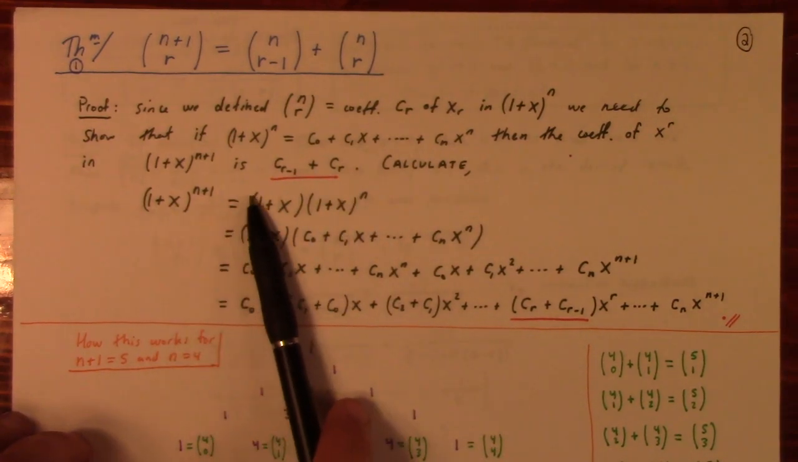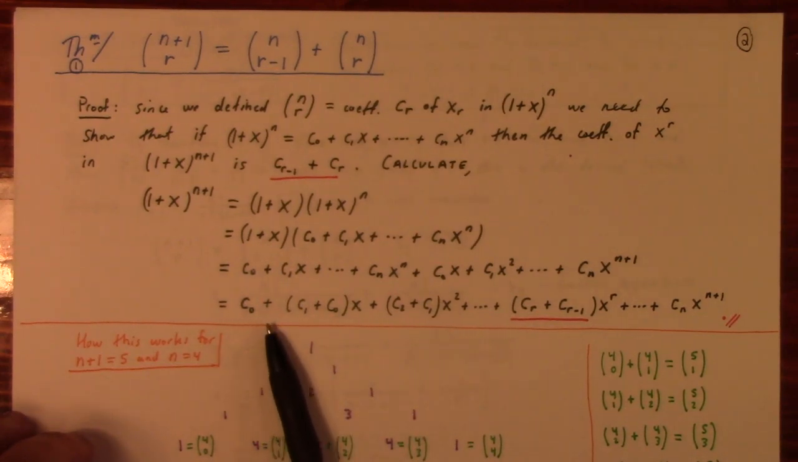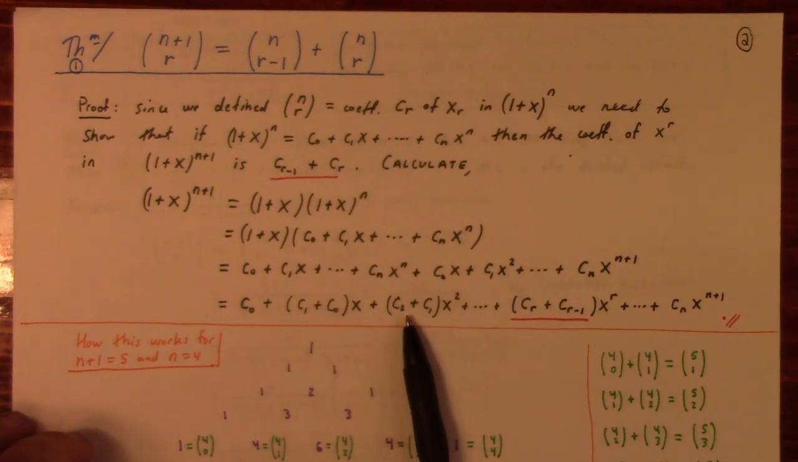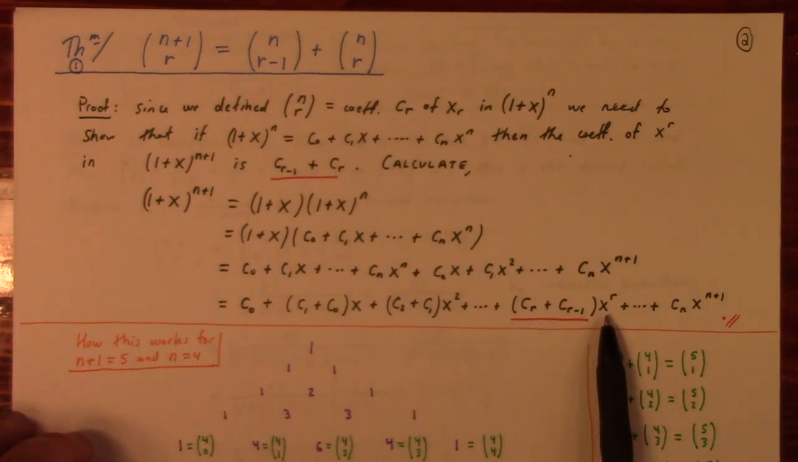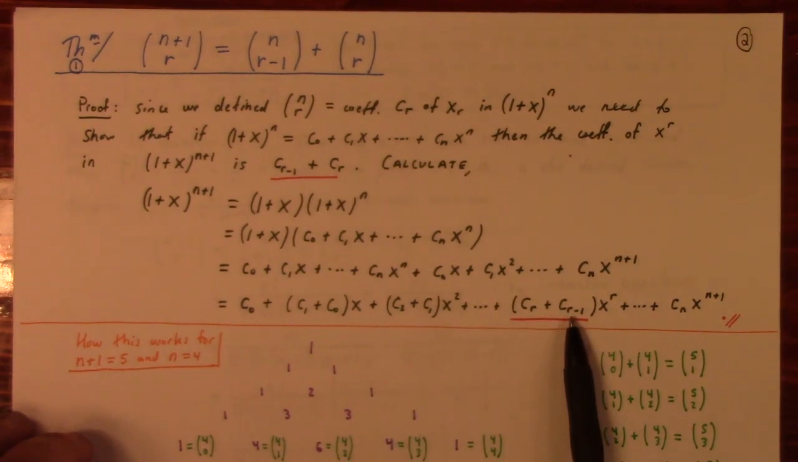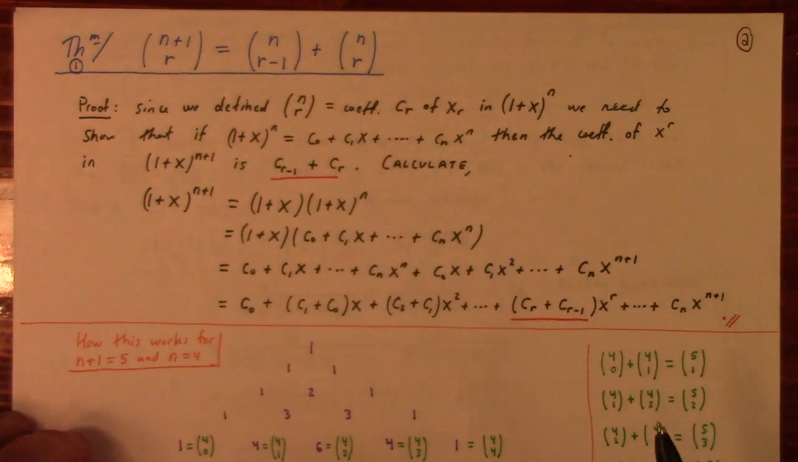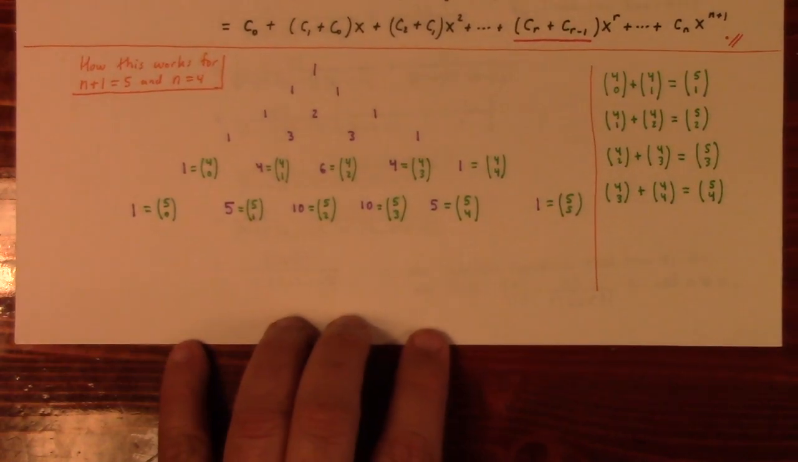So here we do this calculation, you multiply it out, and when you do that, you see what you get is c1 plus c0 next to x, c2 plus c1 next to x squared, and so forth. That's exactly the pattern we want, because next to x to the r, we've got cr plus c(r minus 1), which means that when we go back to the n choose r notation, we have exactly this relation. All right, so now here's another little picture that maybe helps this sink in more.